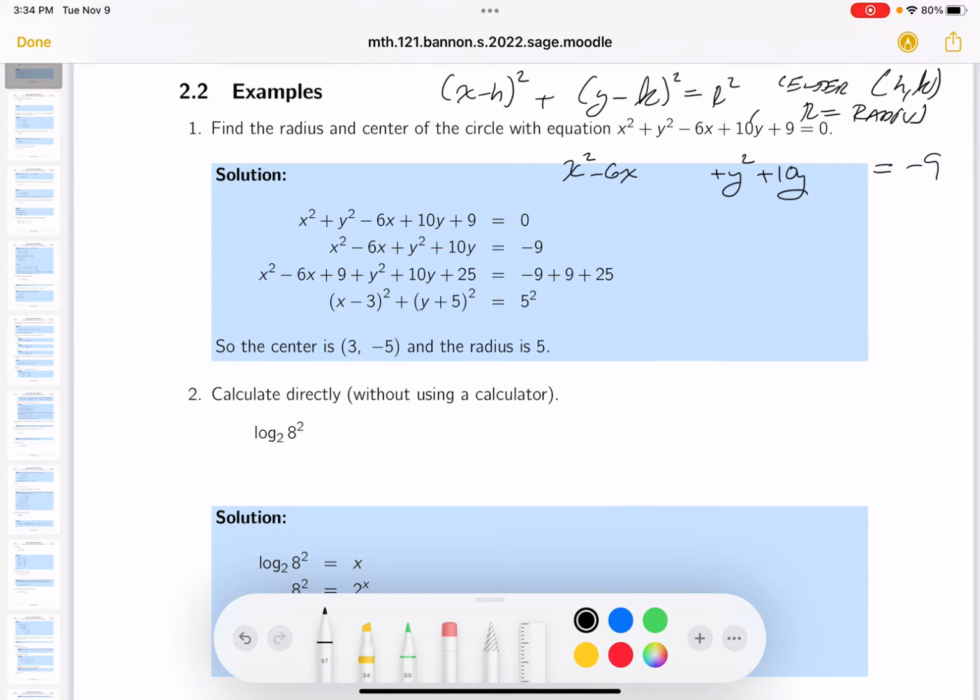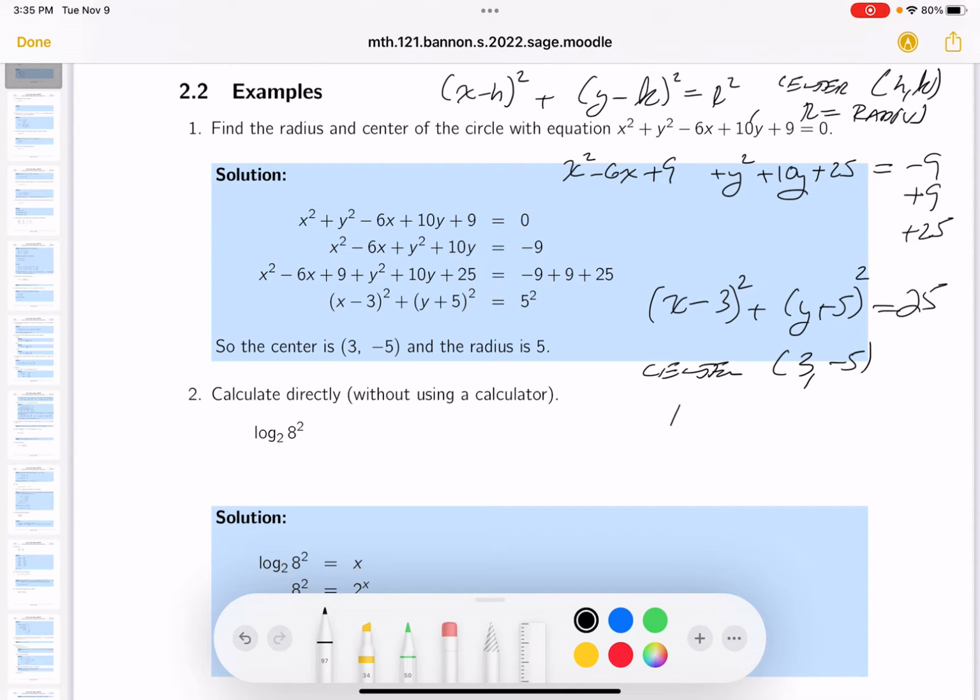All right, we're almost there. I'm going to complete the square. Half of minus 6 is minus 3 squared. You get plus 9. So I'll add 9 to both sides of the equation. And half of 10 is 5, and that squared is 25. And I'll add 25 to both sides of the equation. And what do you get? X minus 3 squared plus y plus 5 squared equals 25. So the center, very simply, is going to be 3 comma minus 5, and the radius is 5. These answers are listed for you, and they're listed for a reason. We want you to check them.